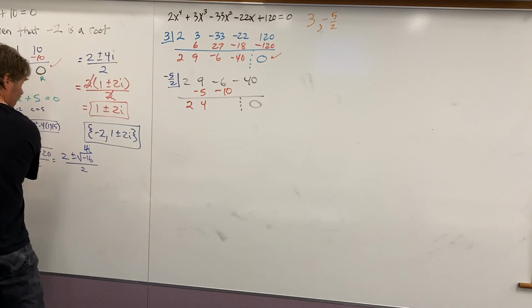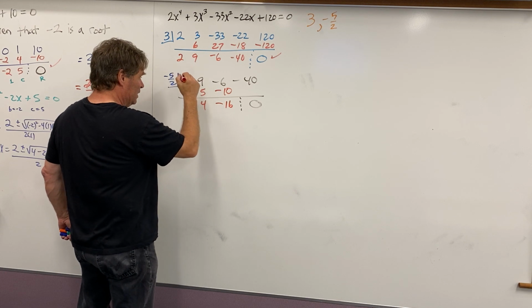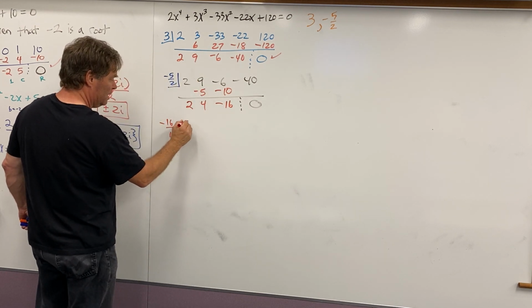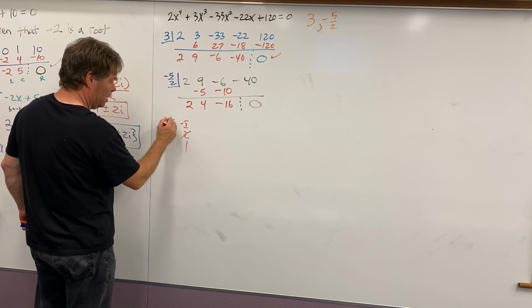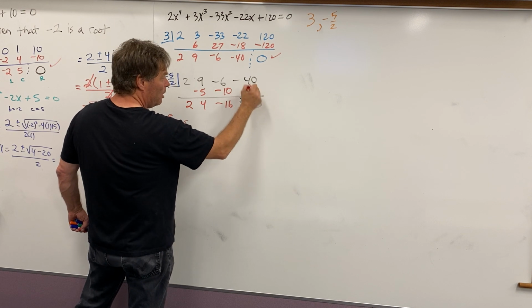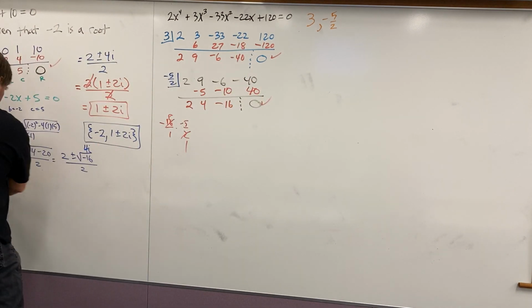Negative 10 goes right there. And then negative 6 and negative 10 is negative 16. Negative 16 times negative 5/2. Notice, negative 16, negative 5/2. This cancels, 1, 8, positive 40. Oh my gosh, positive 40, 0, cha-ching. Well, there you go.